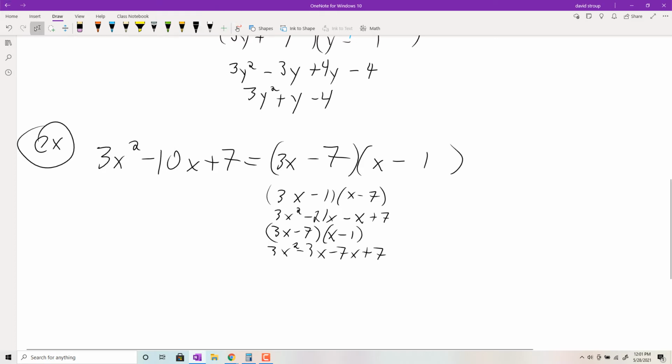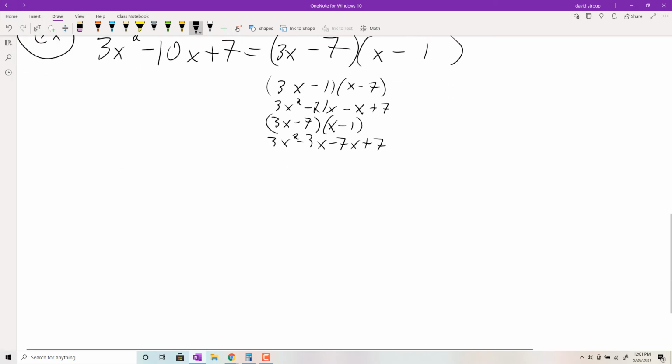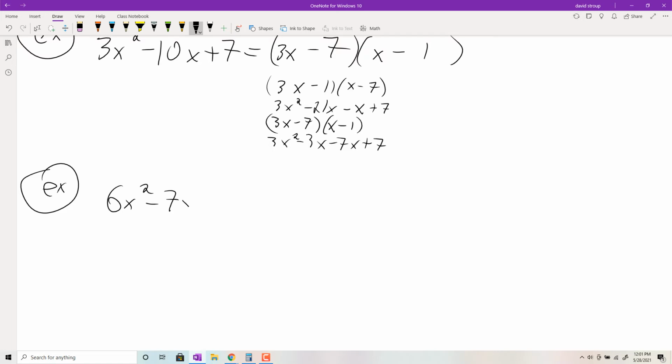Let's try one with multiple variables. 6x squared minus 7xy minus 5y squared. Okay, this has to be a plus minus situation. Minus, and the second term has to be 5y and y, right? Or some variation of that, y and 5y. There's kind of no way around it. It has to be 5y and y or something like that. The first term, there's several possibilities. It could be 2 and 3, 6 and 1. So let's try 6 and 1 and see what happens.